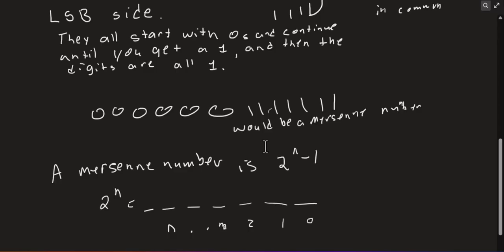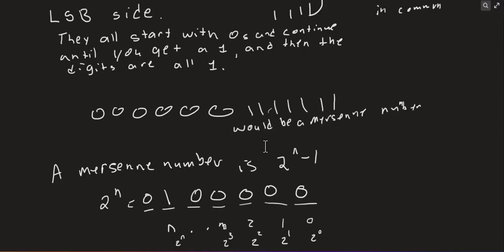Because 2 to the n is like a perfect number. So 2 to the n would have a 1 in the nth spot of the binary number, and everything else would be zeros. Because the binary number has the digits, this is 2 to the 0, this is 2 to the first, this is 2 squared, this is 2 to the third, and so on until you get to 2 to the n. And so 2 to the n would be a 1 followed by all zeros. And so if you subtract 1 from that, then you'll get zeros and then all ones. So that's why that would be a Mersenne number.